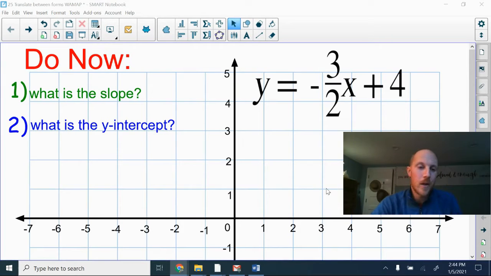Hey, algebra. So here's the do now. Go ahead and hit pause while you finish. Wow, that was so fast. Nice job. So slope and the y-intercept out of that equation.